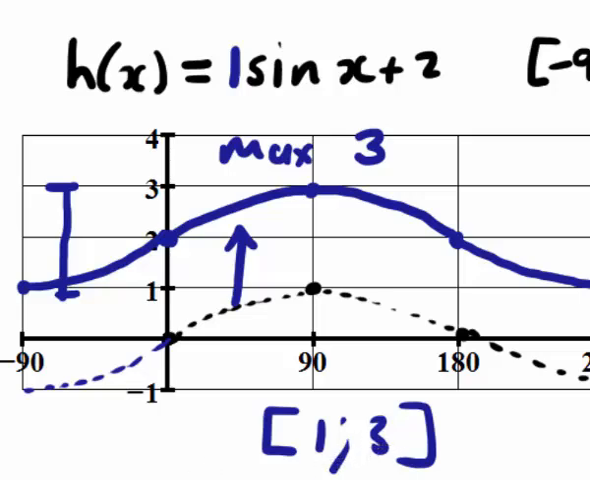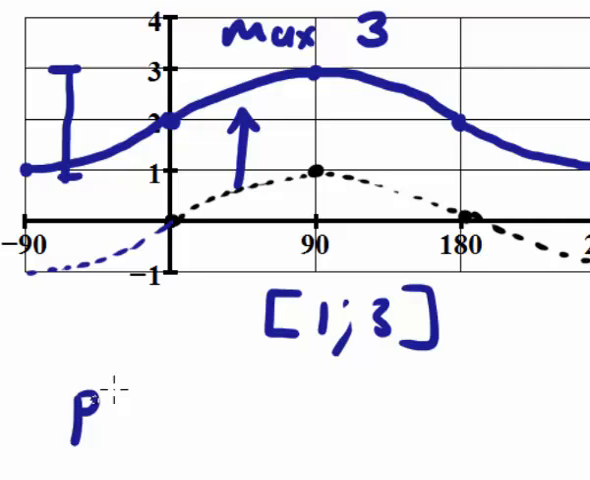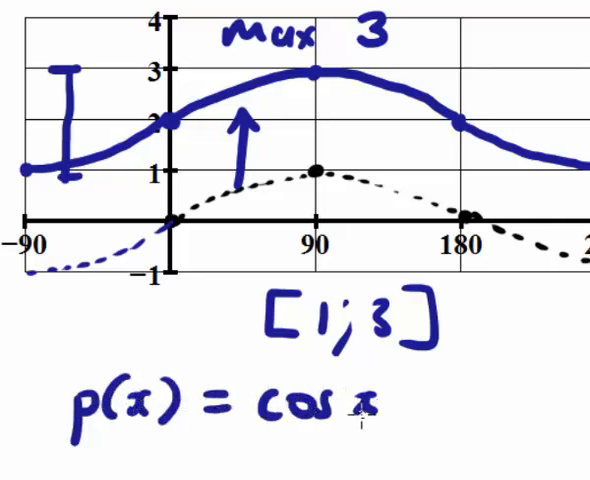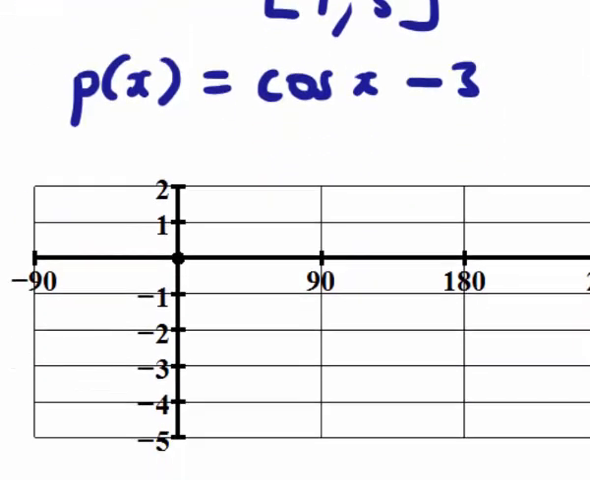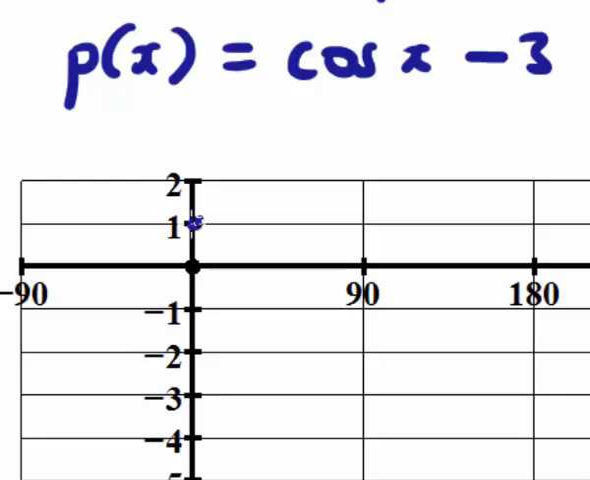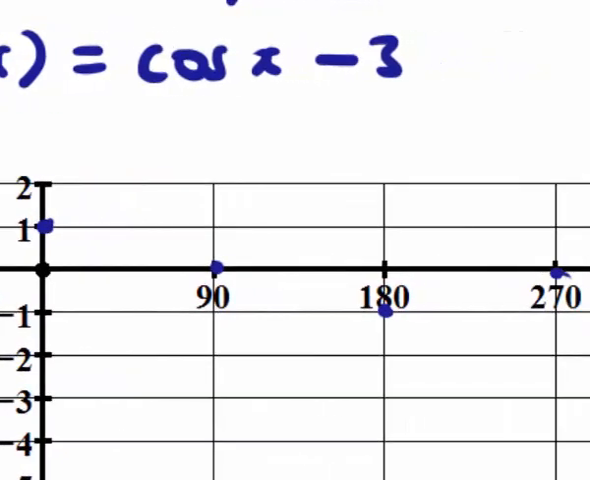Okay, how about another graph? What if we tried p(x) equal to, let's say, cos x, the cos graph, and we subtract 3, for the same restriction. Let's have a look here. Well, where's the basic cos curve? There, there, there, there, and there. Okay, so we draw our little basic cos curve in.